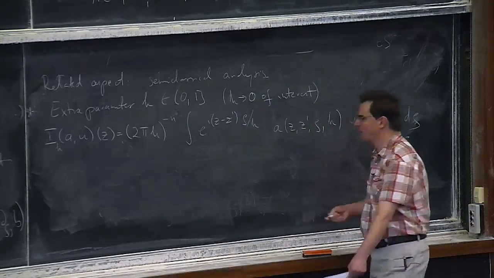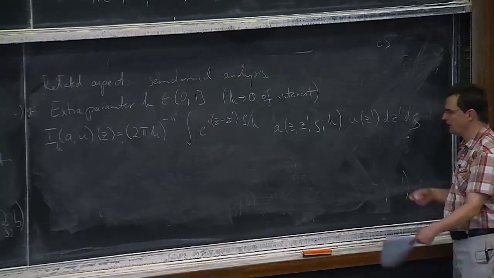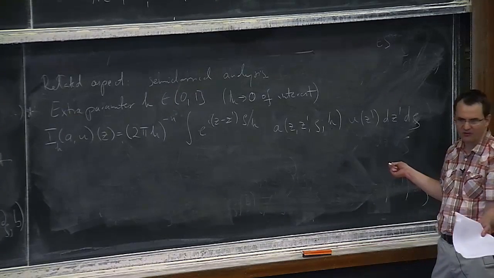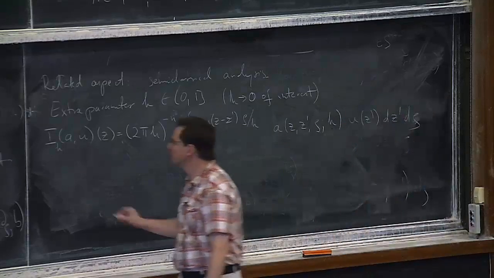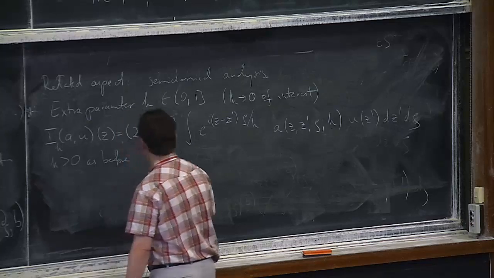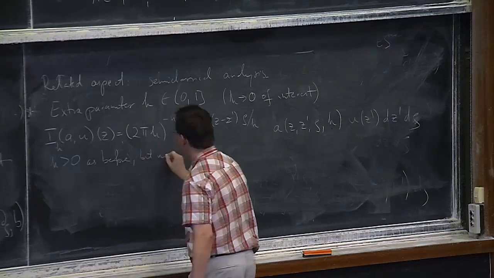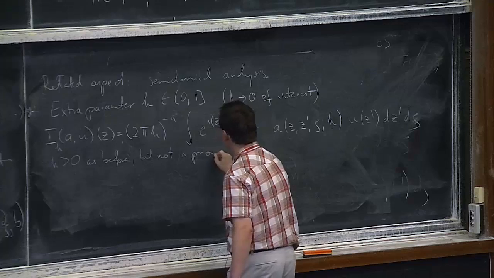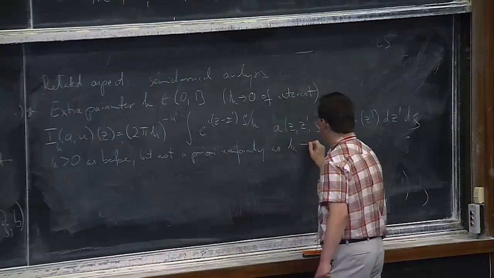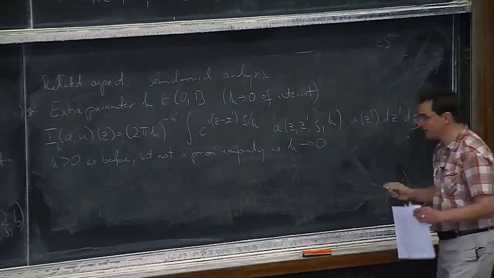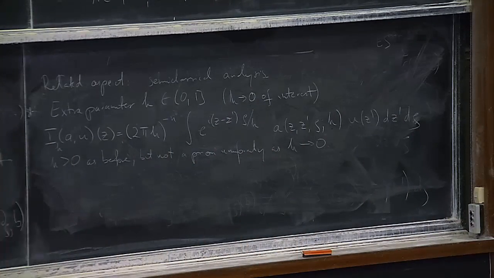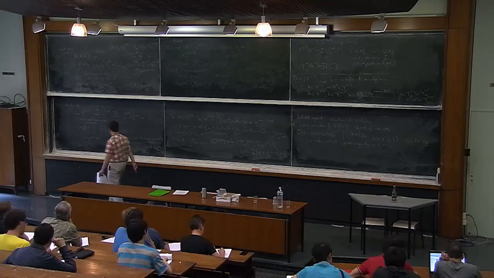So for H positive, this is up to a reparametrization exactly the integral we had before. So nothing changed, as before, but of course not a priori uniformly as H goes to 0. So what happens as H goes to 0? Rather than doing the full thing, let me just point out what happens to this formula here.